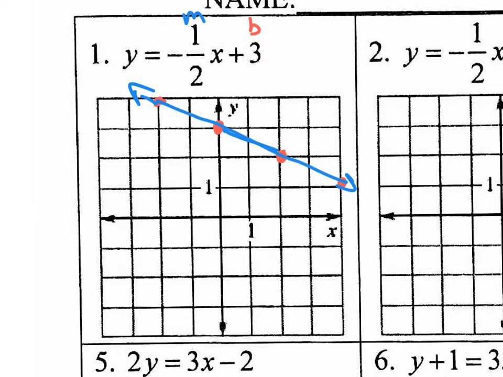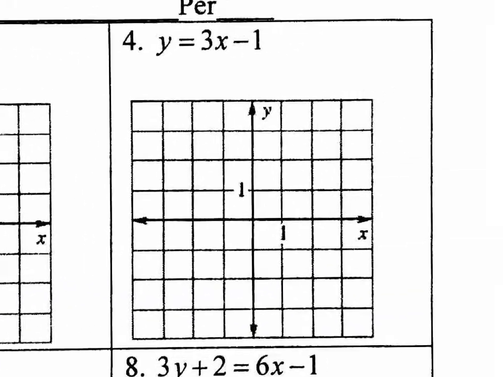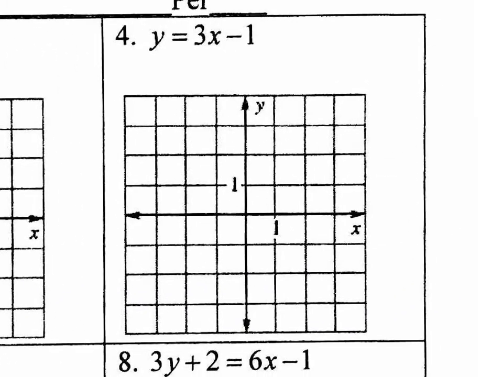Let's do one more of these easy ones. Let's go to number 4. What's the m value here? The b value is -1. Let me put it in red. B value is -1. And what's the m value? The m value is 3, or 3 over 1, correct?